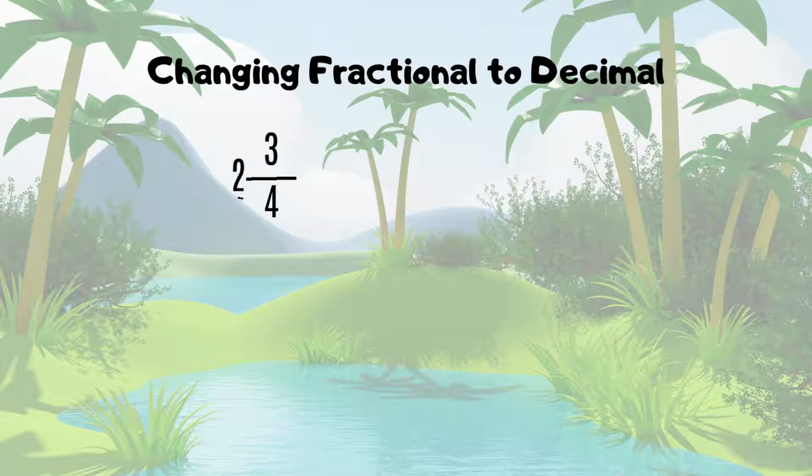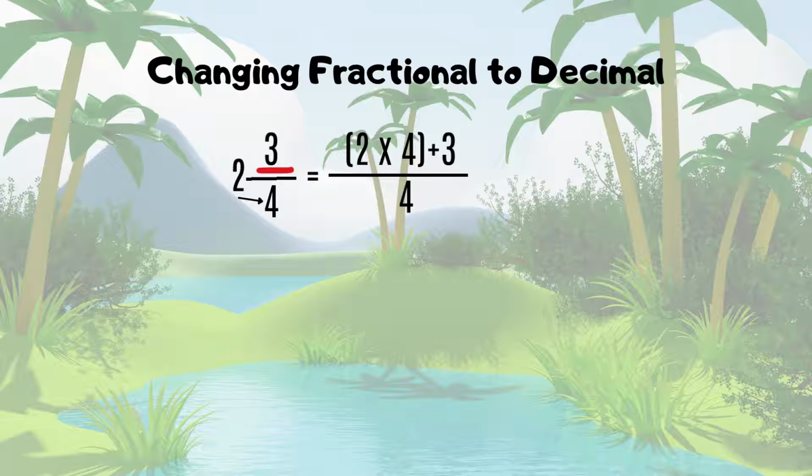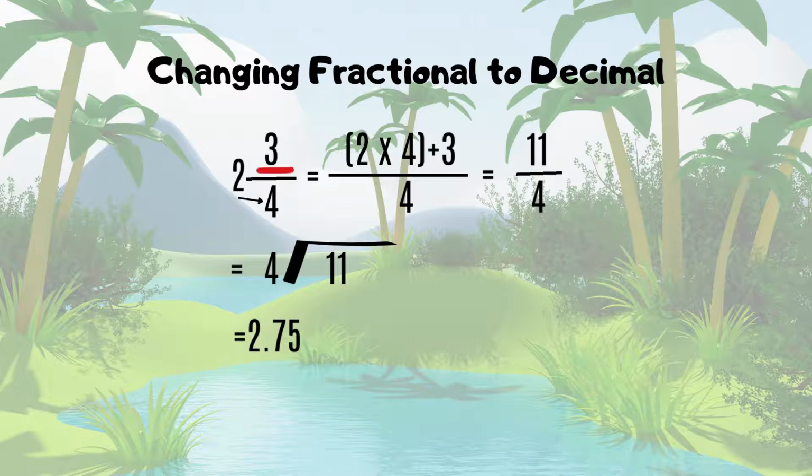Step 1. Multiply the whole number by the denominator, 2 times 4. Step 2. Add on the numerator, plus 3. Step 3. Write the improper fraction by using the calculated value as the numerator over the original denominator, which is 4. And the decimal value is 2.75.